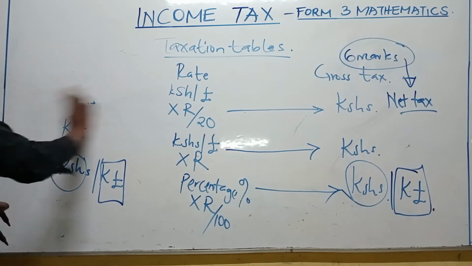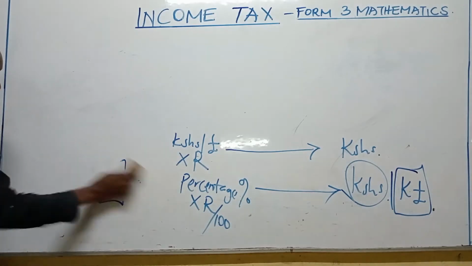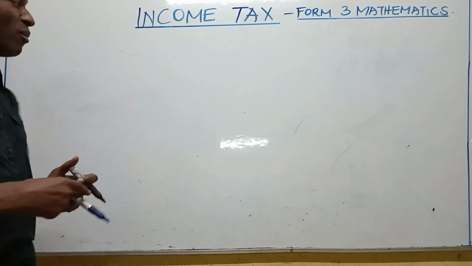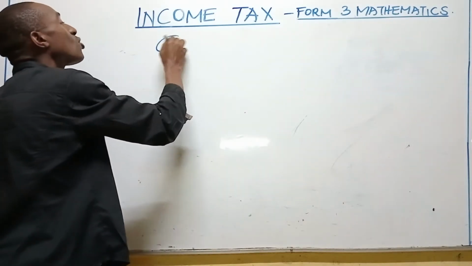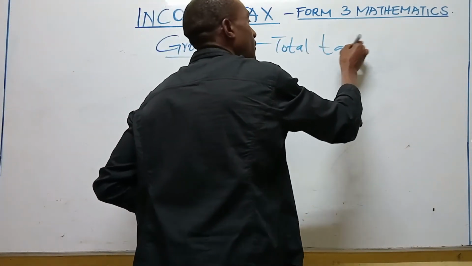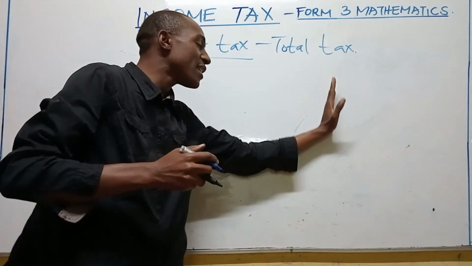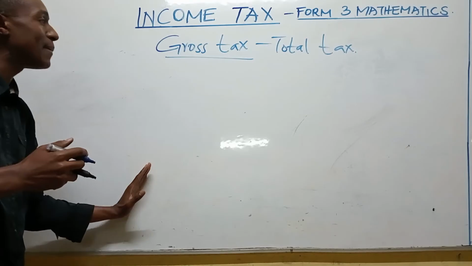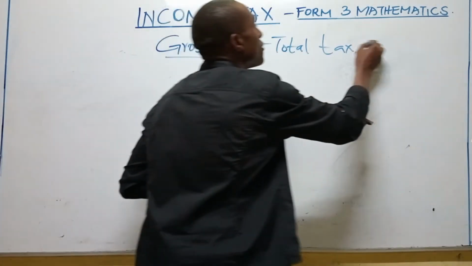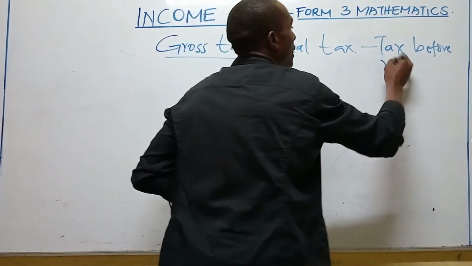Net tax. The moment you tax, the total tax you will get is called gross tax. This one is total tax. I want to remind you again that on the left hand side we have the taxable income, on the right hand side we have the gross tax. Once you are done with the total taxable income, you will get the total tax on the right hand side, which is going to be the gross tax. In fact, we call it tax before relief.